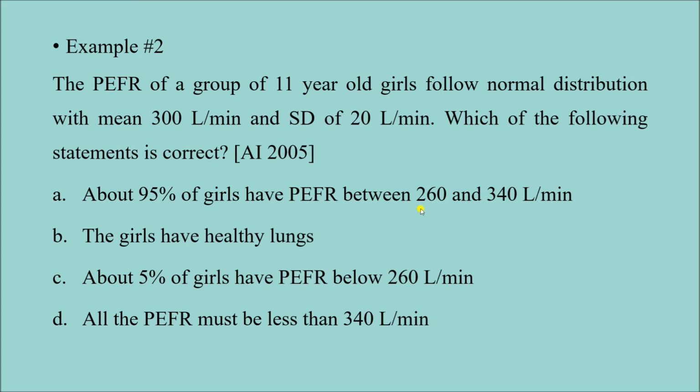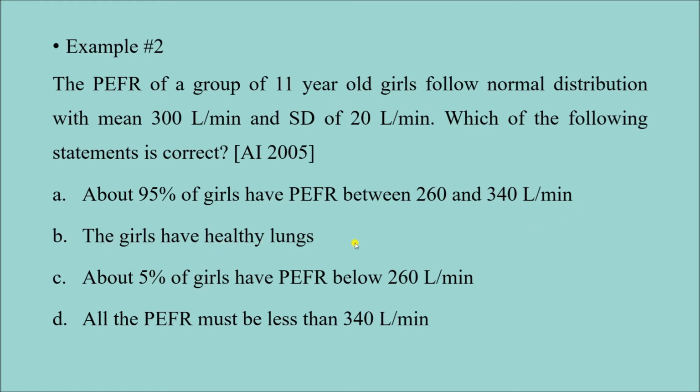Alright, coming to example 2, which is a multiple choice question from the All India 2005 entrance exam. Very old question, but if you have a clear concept, then you can answer any kind of question like this. The PEFR of a group of 11-year-old girls follows a normal distribution. Mean value is 300 liter per minute and standard deviation is 20 liter per minute. We have to find out which of these 4 statements is correct. About 95% of the girls have PEFR between 260 and 340 liter per minute.